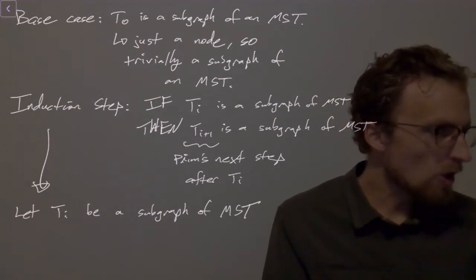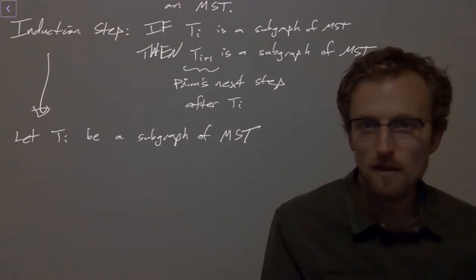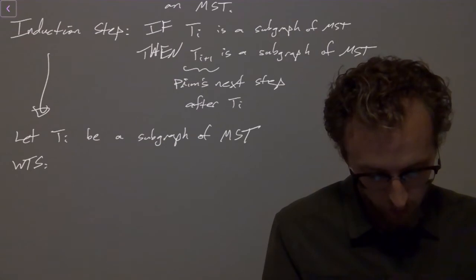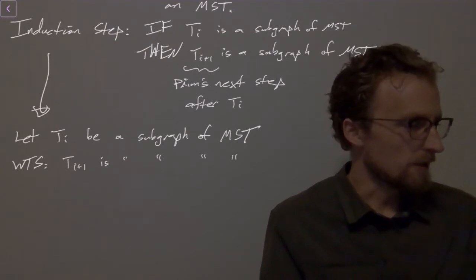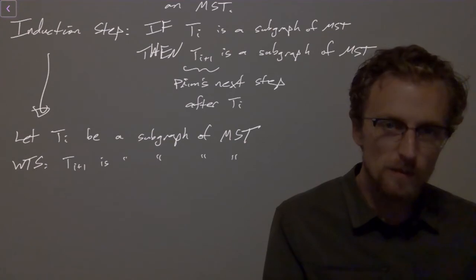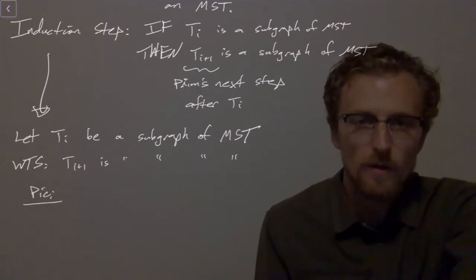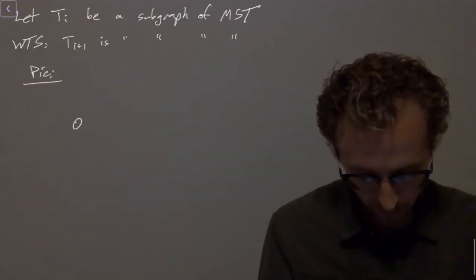And what do we want to show? That what Prim's algorithm does is it gives us another subgraph of an MST. All right, so here our goal is to show that Ti plus 1 is a subgraph of an MST. Okay, and so now let's draw a picture. This can be a useful tool to visualize where we are in something like this. So here's our picture. Here's Ti.